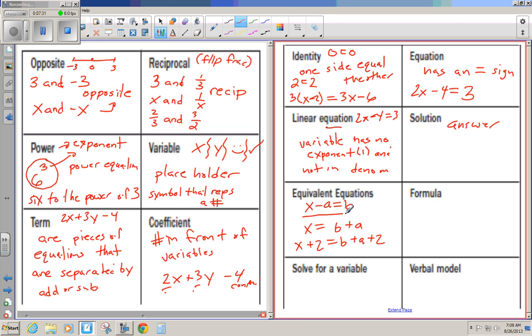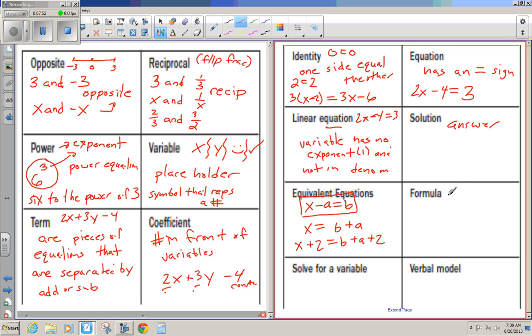An equivalent equation is when you start with one equation. As long as you do the same thing to the right as you do to the left, you end up with an equivalent equation. So I could multiply by 2, I could raise it to a power, I could divide by any random variable. As long as I do it to both sides, then you're okay.